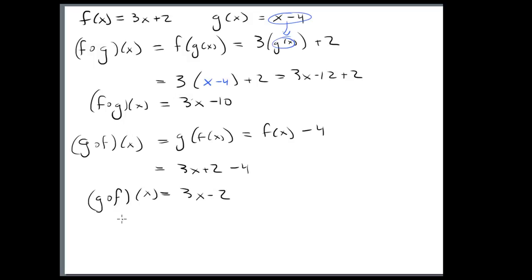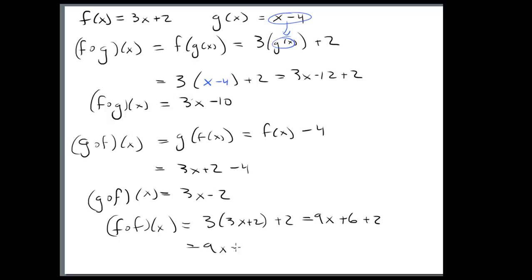And if we wanted to get a little silly, we could do f composed with f of x. We could compose f with itself, so that'd be 3 times 3x plus 2, plus 2, 9x plus 6 plus 2, 9x plus 8, and we could compose f with itself.